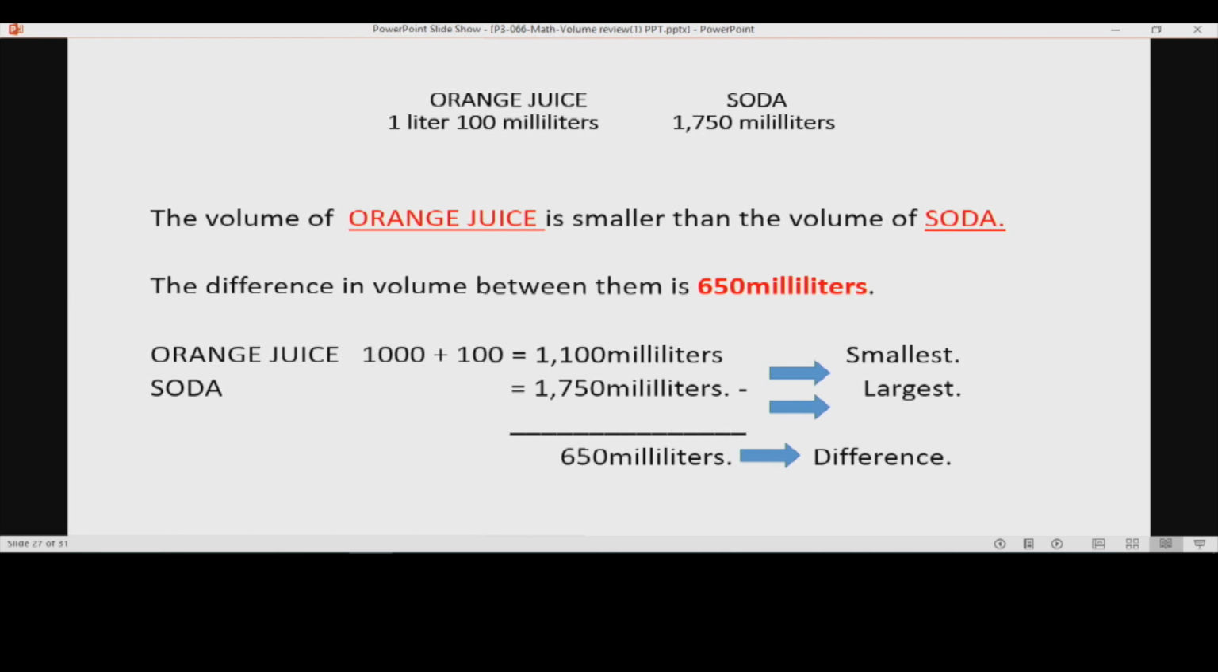You see? And there's our answers there, guys. So well done. You worked them out correctly. Excellent.